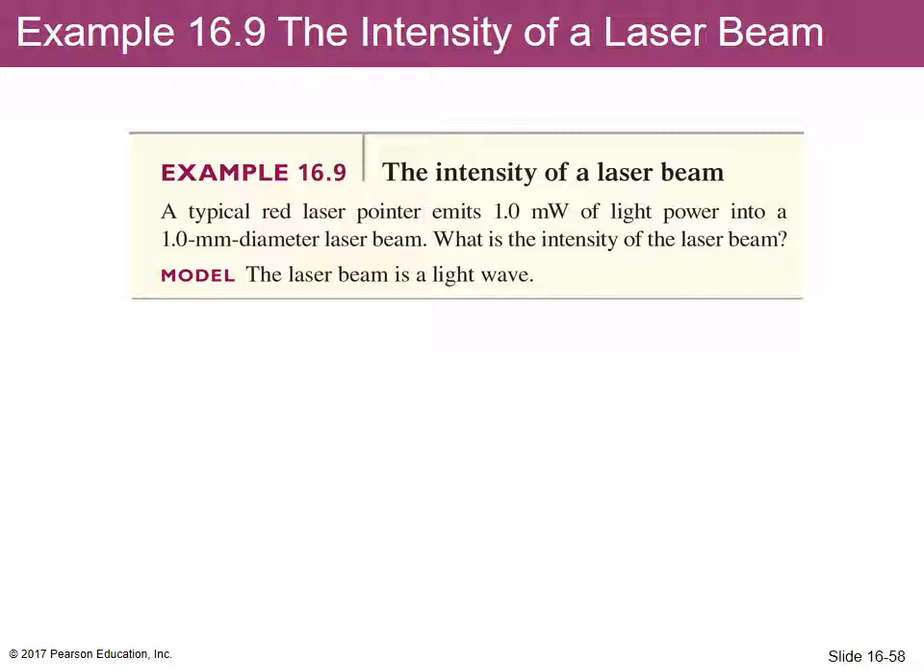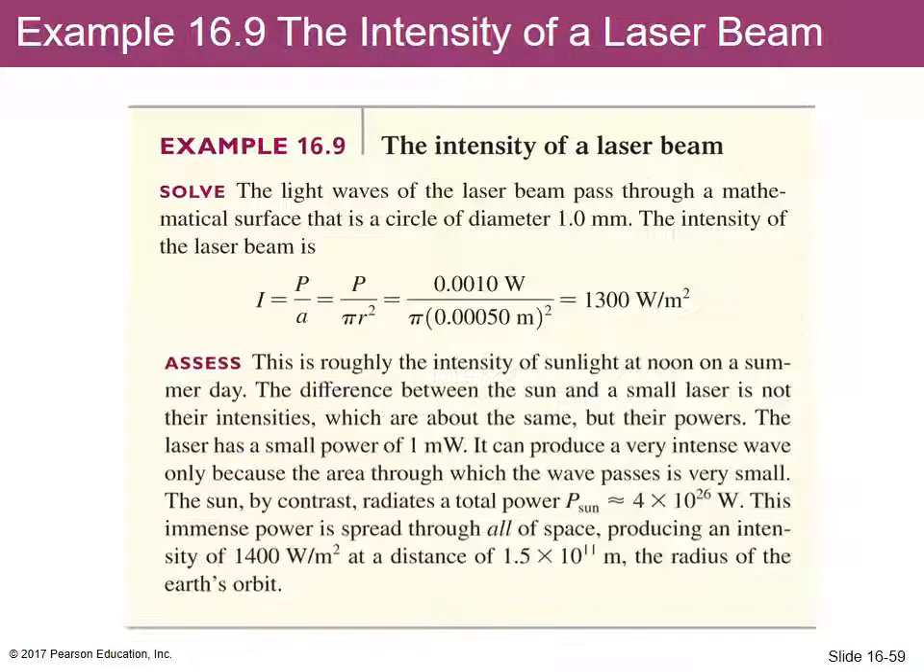This problem asks for the intensity of a laser falling on a very small area. The power is the total power output of the laser, 1 milliwatt. The area is simply pi times the radius squared. This gives an intensity of 1300 watts per square meter.